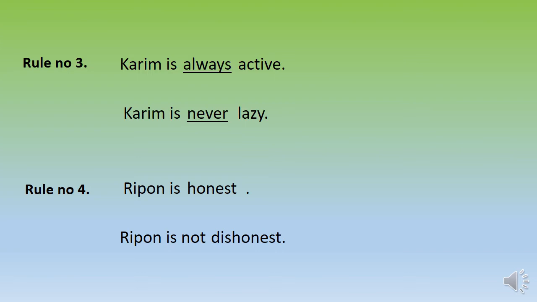And the negative sentence is Ripan is not dishonest. Dear students, now you tell me, what is the rule here? We have used the opposite word of honest with a not before it. Okay. So, Ripan is honest, and to make it negative, we have written Ripan is not dishonest. So, these are two rules of changing affirmative to negative.